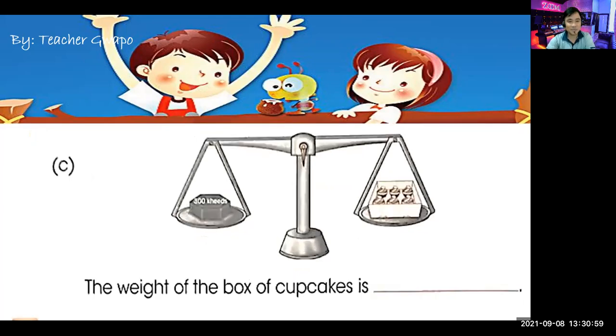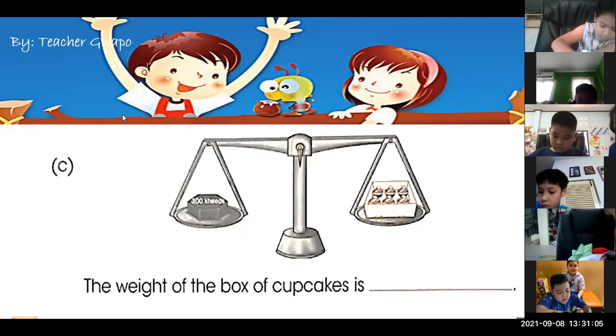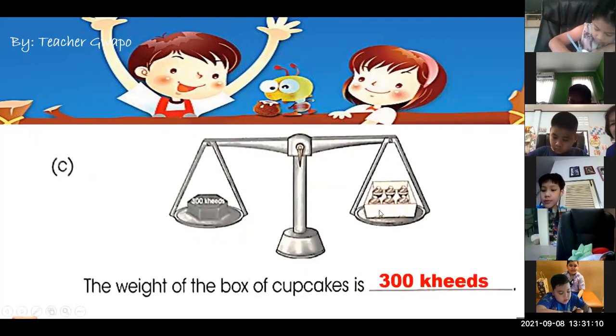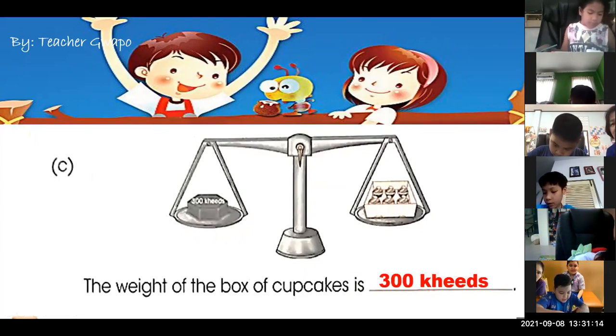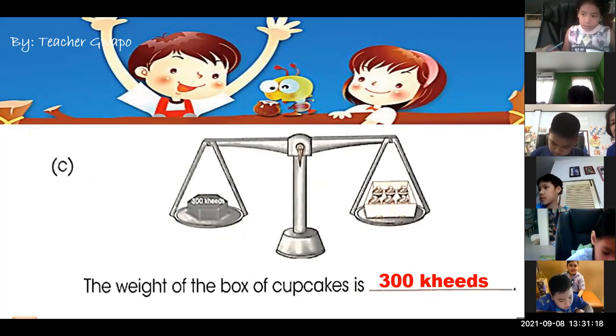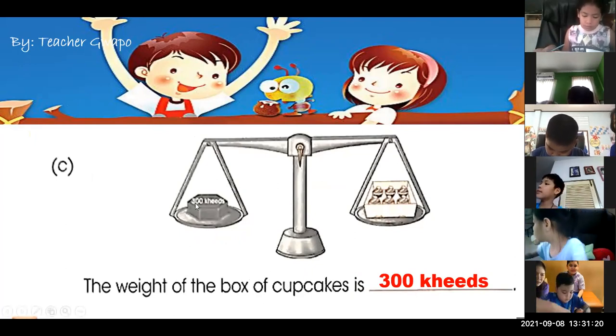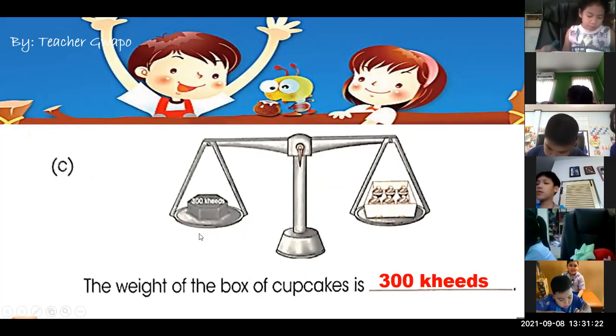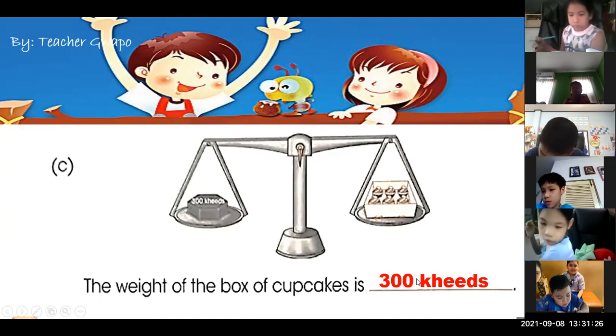The weight of a box of cupcakes. Cupcake is very easy. 300 kids. You can see the answer here. So just write 300 kids. Just copy the picture here, 300, and then write it here. Okay.